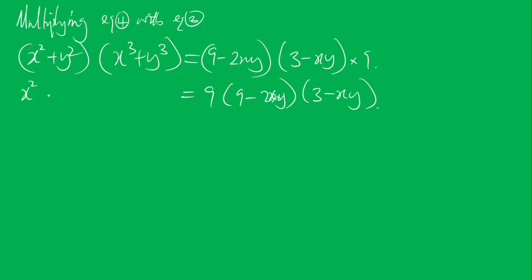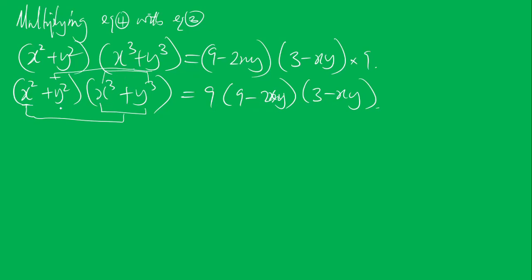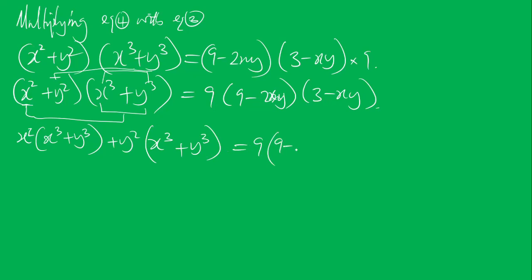So we now have x square plus y square all in parentheses, then x cube plus y cube all in parentheses or bracket. So now we want to expand, we want to open up this bracket. To open up this bracket, we use this to multiply the whole of this. Then we use this to multiply the whole of this. So that means you have x square times the whole of this, which is x cube plus y cube. Then you have plus y square, multiplying the whole of this again, is equal to 9 into 9 minus 2xy, bracket open, bracket close, bracket open, 3 minus xy.